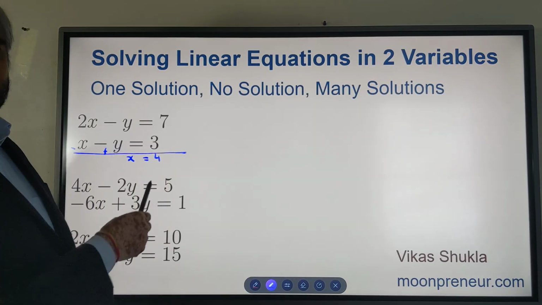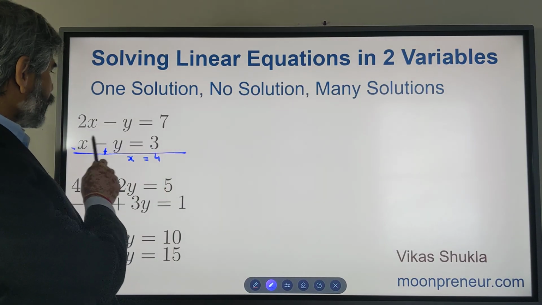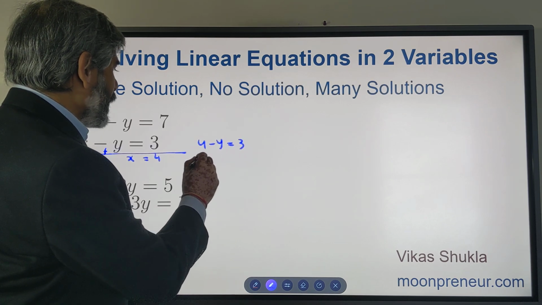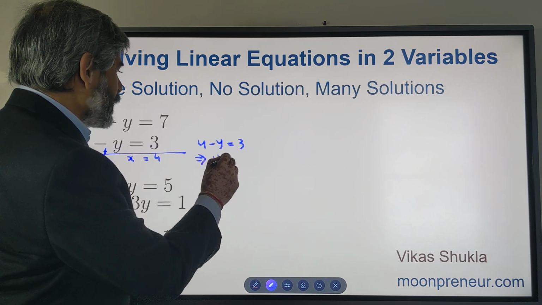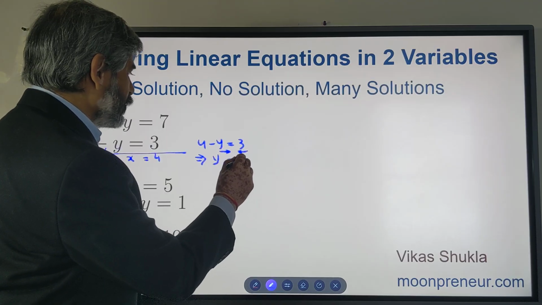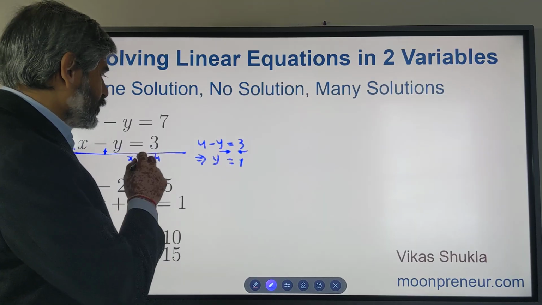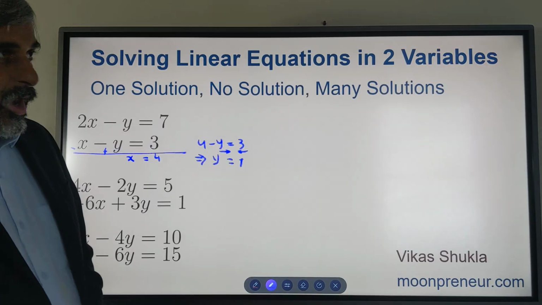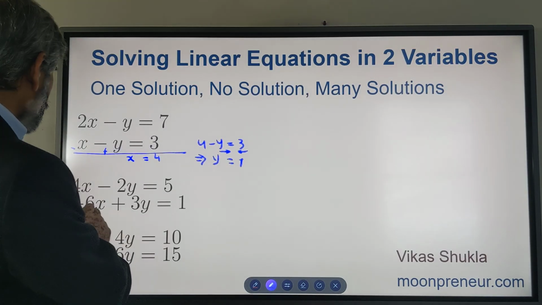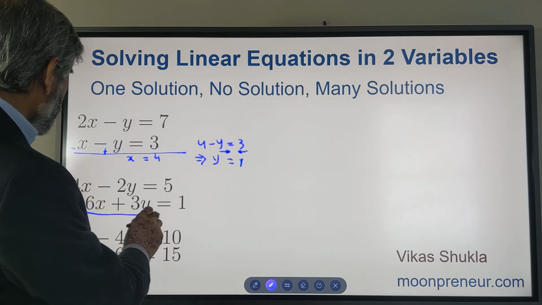Substitute the value of x in, let's say, the second equation. So 4 minus y is equal to 3, and this will mean that y goes here, x goes here, so y becomes 4 minus 3 equal to 1. Now what this unique solution means, and then let's solve this equation.